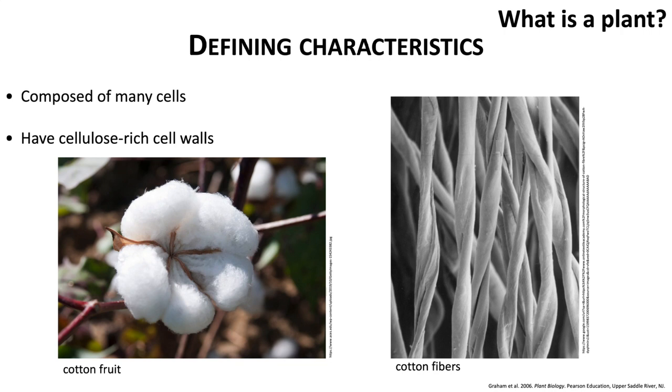Here is a picture of a cotton fruit. It contains fibers, or hairs, attached to seeds. These fibers are composed of about 90% cellulose. Here on the right you can see a close-up of the fibers.